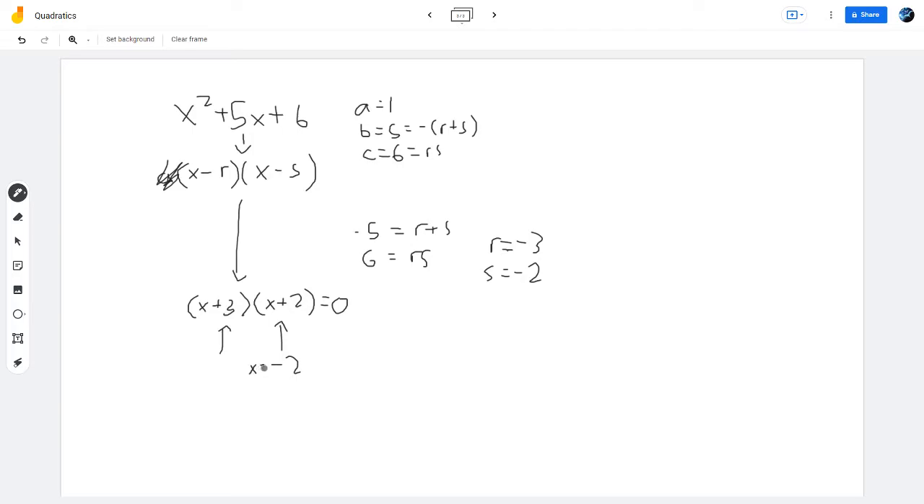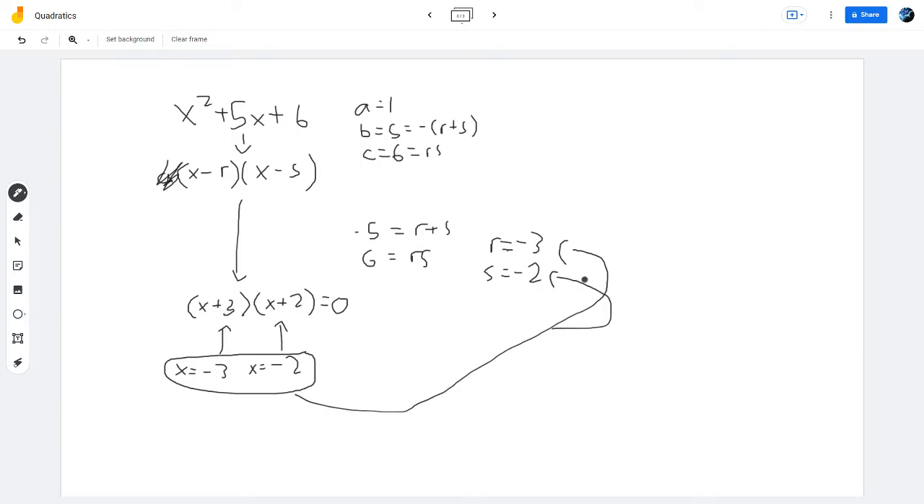And if x plus 3 equals 0, then x must equal negative 3. And you'll see that our two roots, that's what we call our solutions, that's just another name for solutions. Our two solutions here are exactly equal to our two roots that we have here, right? So these numbers r and s are our solutions to our quadratic.